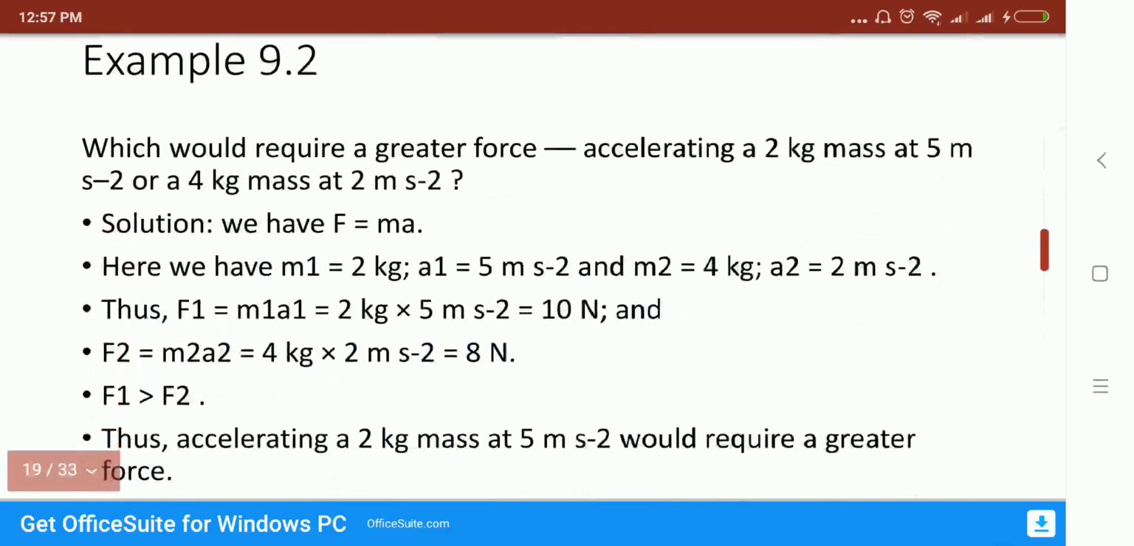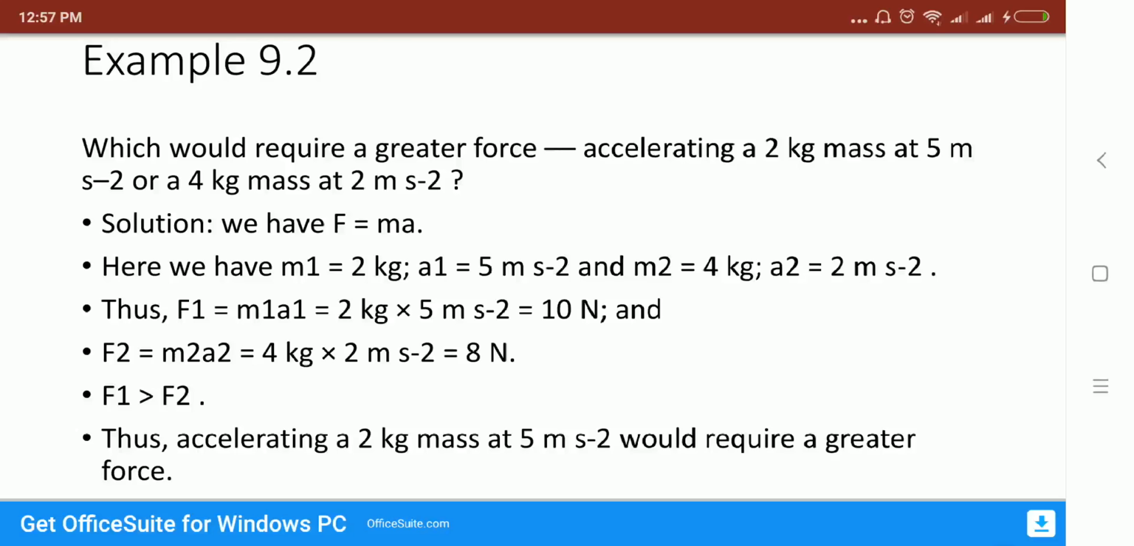Let us go through another example, which asks which condition requires a greater force. Compare the two conditions: accelerating a 2 kilogram mass at 5 meters per second squared, or a 4 kilogram mass at 2 meters per second squared. Here two conditions are applied. In the first case, mass is less and acceleration is higher. In the second case, mass is higher and acceleration is lower. In both cases, we need to determine the force. We have the condition F equals ma.